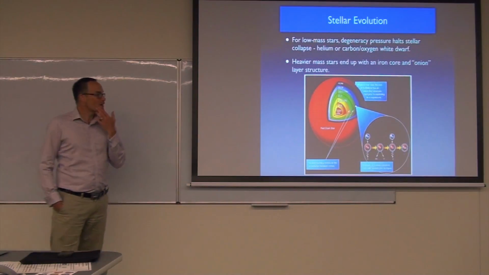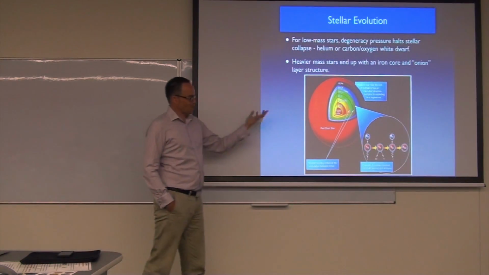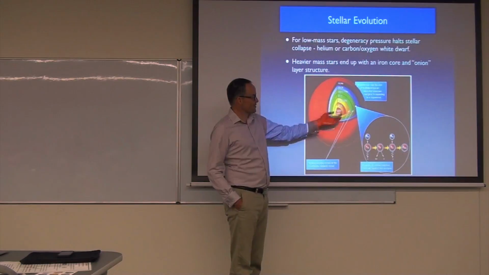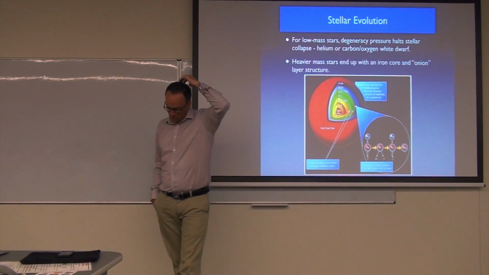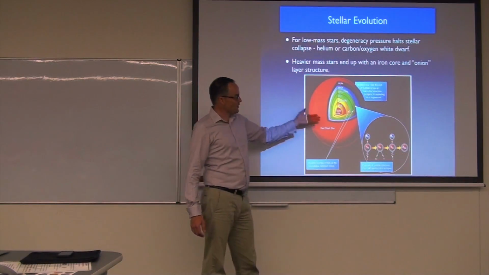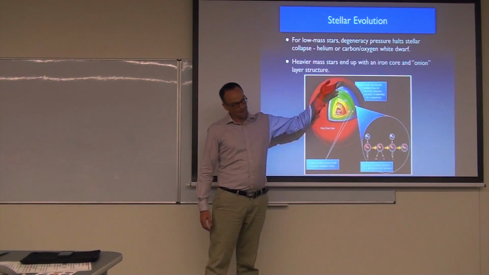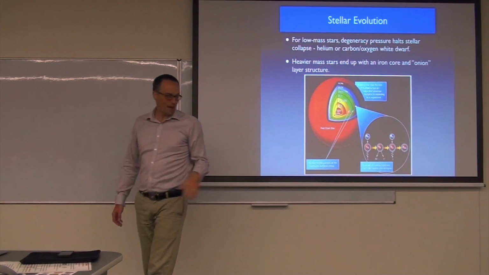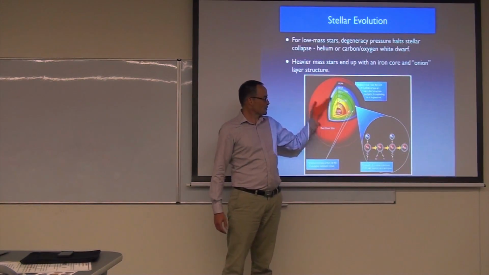And then the star reaches the end of its life. So you'll hear people talk about the onion model of a star. If your star is heavy enough that all of these processes take place, you end up with a structure that looks a bit like this.